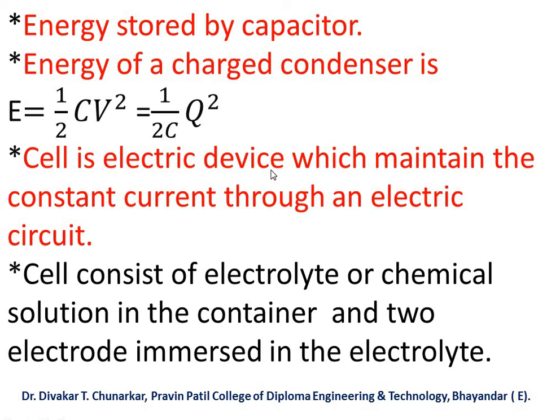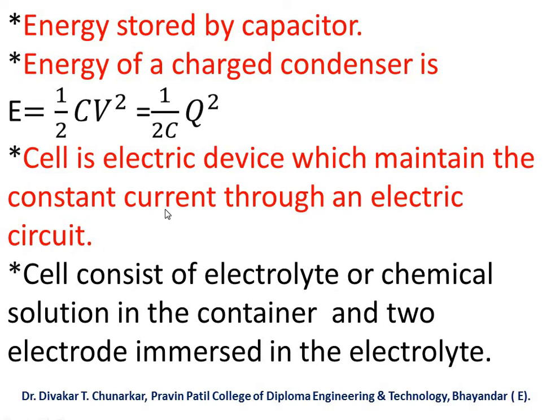Then, a cell is an electric device. You know about the Daniell cell and electrolytic cell from 10th standard. The function or application of the cell is to maintain a constant current throughout the electric circuit. इलेक्ट्रिक करंट कांस्टेंट रखने का काम सेल करता है.